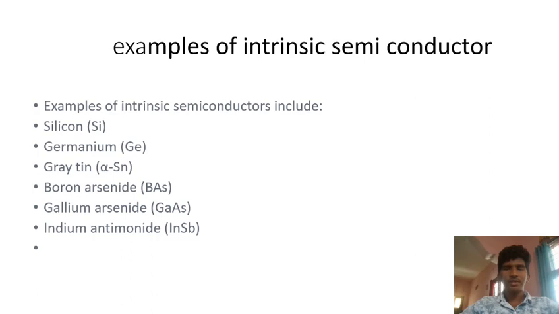Examples of intrinsic semiconductor include silicon, germanium, graphene, boron arsenide, gallium arsenide, and indium antimonide.